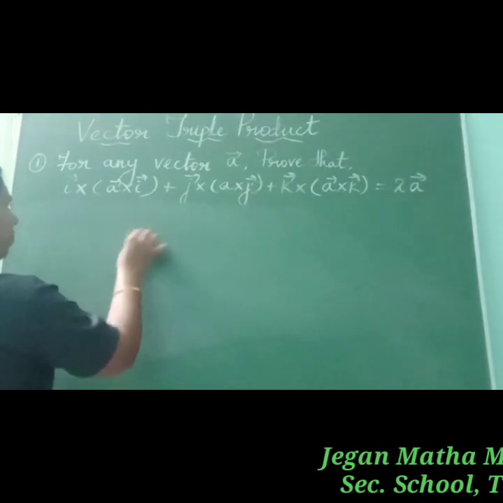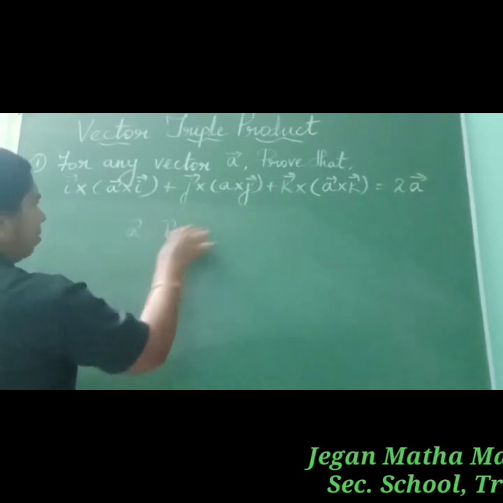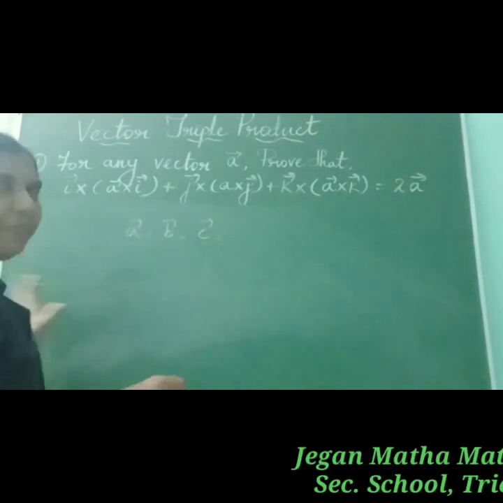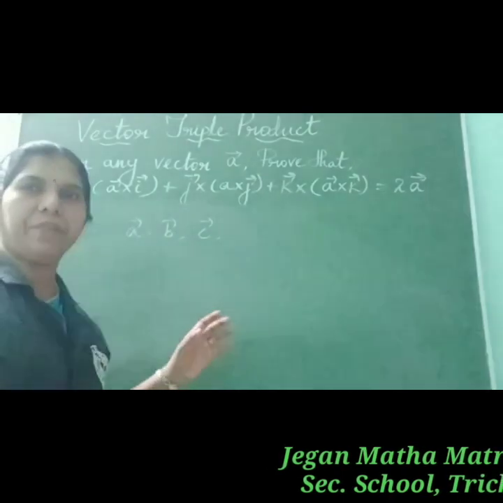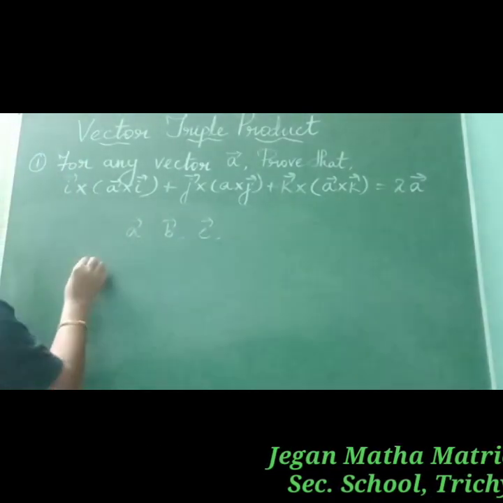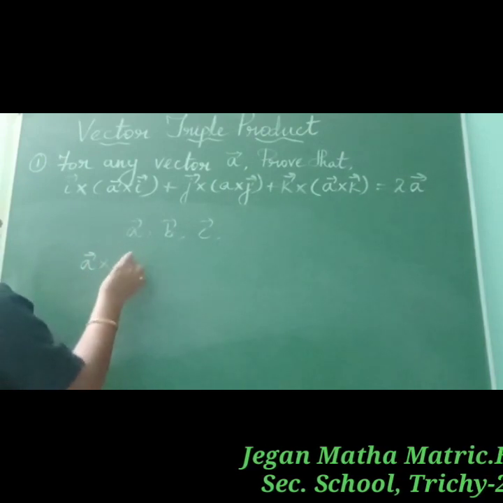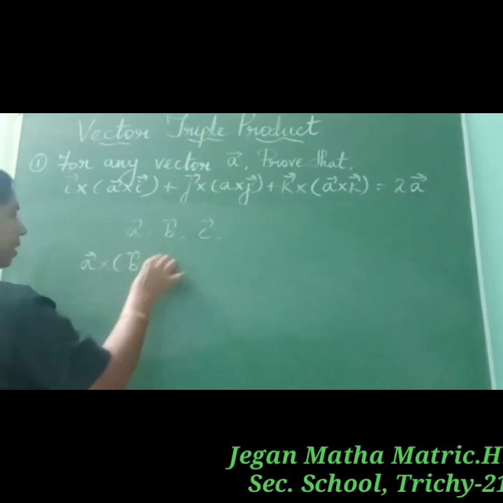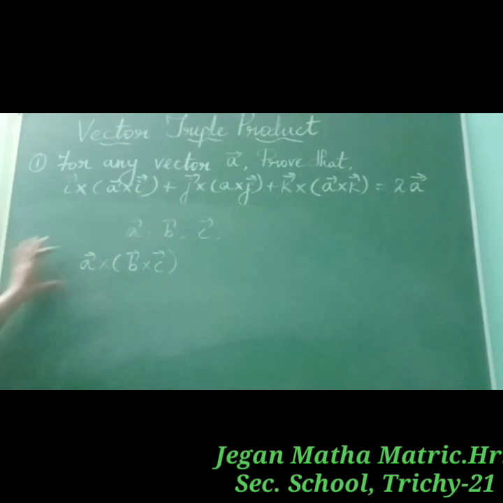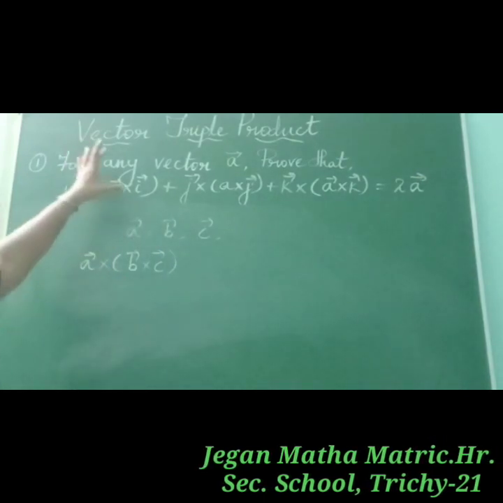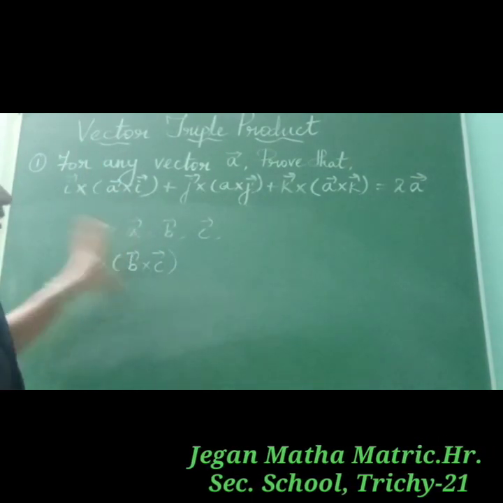That is, if A, B, C are three vectors, the vector triple product of three vectors can be represented as A cross B cross C. This A cross B cross C is called the vector triple product of three vectors.